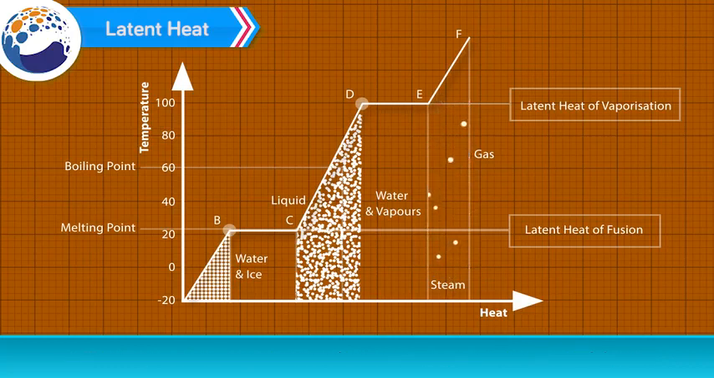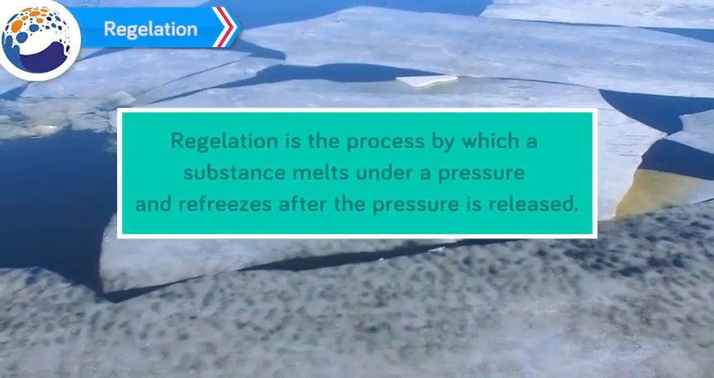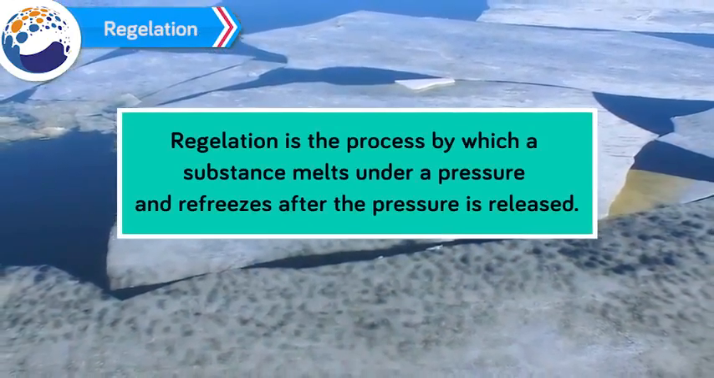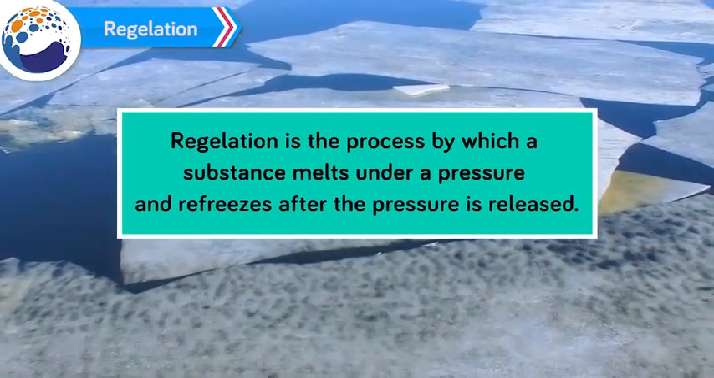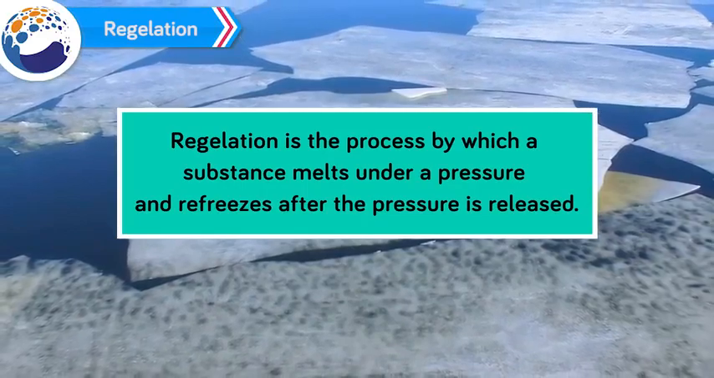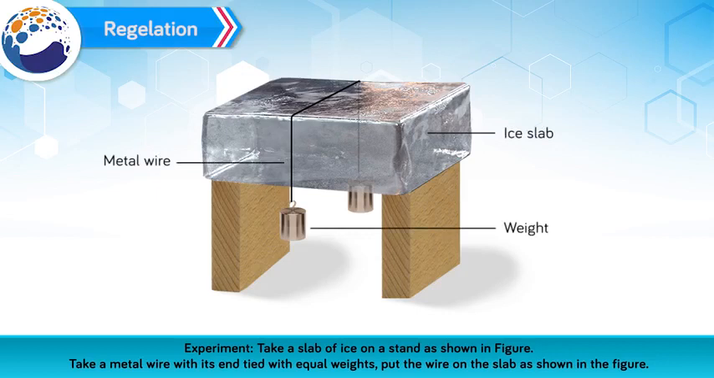Regelation. Regelation is the process by which a substance melts under a pressure and refreezes after the pressure is released. Experiment. Take a slab of ice on a stand as shown in the figure. Take a metal wire with its ends tied with equal weights. Put the wire on the slab as shown in the figure.